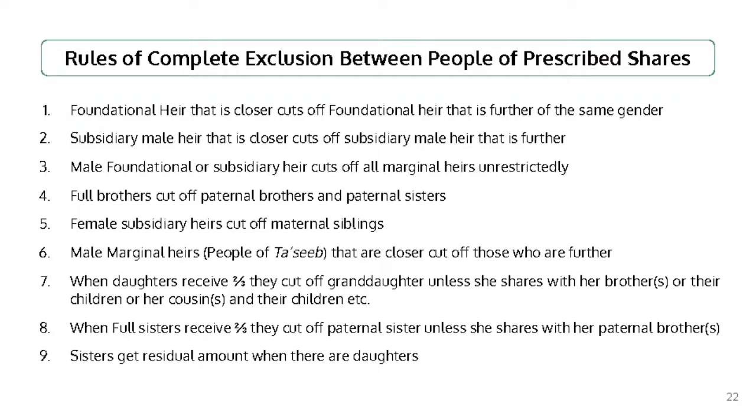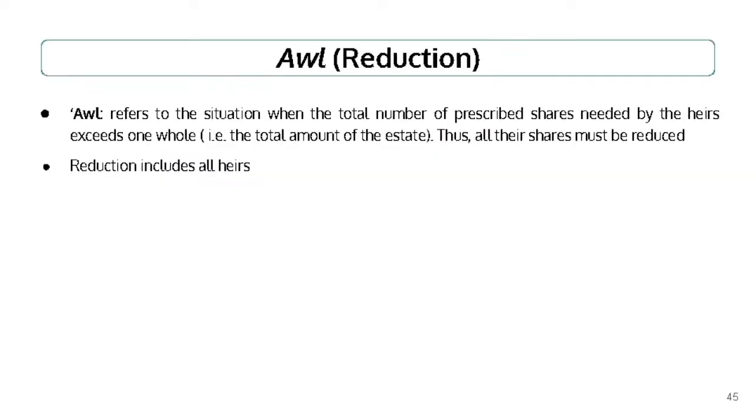Okay, today we're looking at some of the additional things that happen. And we're going to do 2 major ones. And this is going to be on slide number 45, if you're following. We're going to start with awl. Awl means reduction. So we're going to start with this one because it's easier than rad, redistribution.